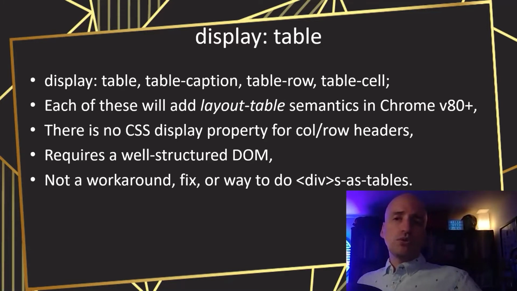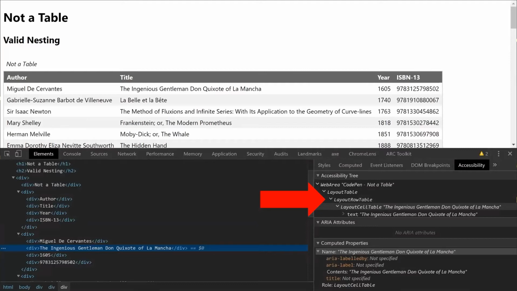It's important to note that this is not a workaround. It's not a fix, and definitely do not use this to try and turn your divs into tables. That's going to be kind of a jerk move because it will not work. When we look at it in Chrome's accessibility inspector, we can see that it's listed as a layout table with layout row table, layout cell table. These are not the roles that we expect to see, and they're not the ones we should count on.